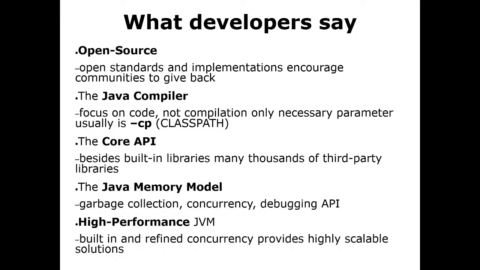Java compiler is a specific thing for Java. It's a just-in-time compiler.